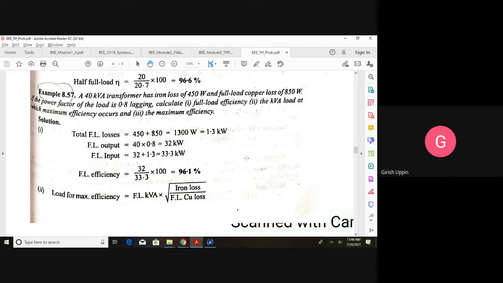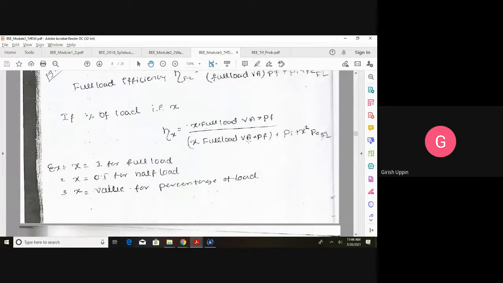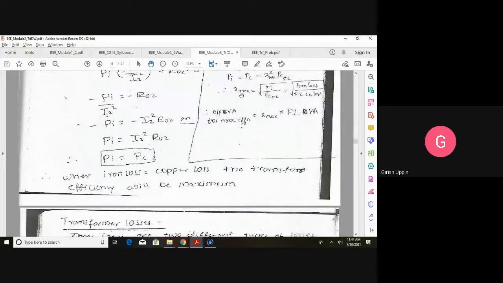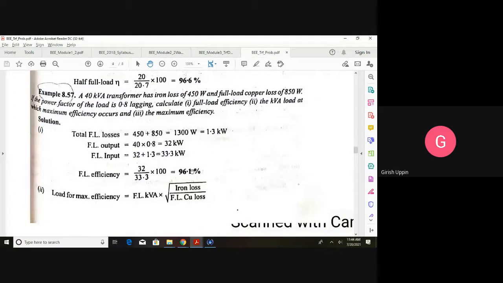And how to find at what load, what kVA load? So you have to remember this formula. Remember, we derived that formula. This is the portion of the load at which maximum efficiency occurs: square root of iron loss divided by full load copper loss. That's why you have this X, they are multiplying it. This will give me the portion multiplied by full load VA.